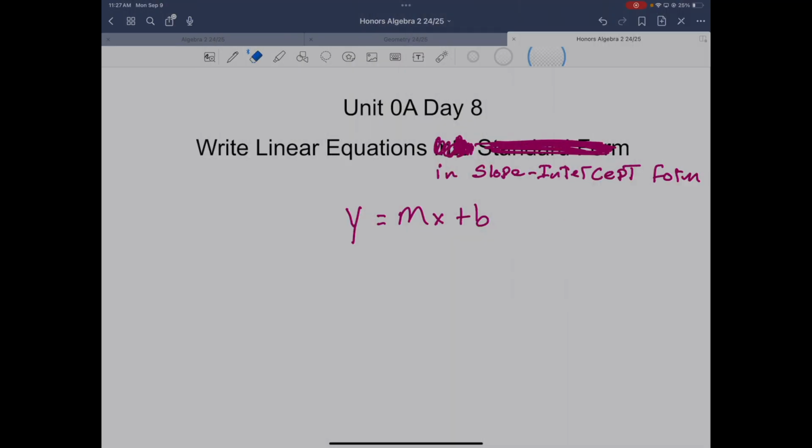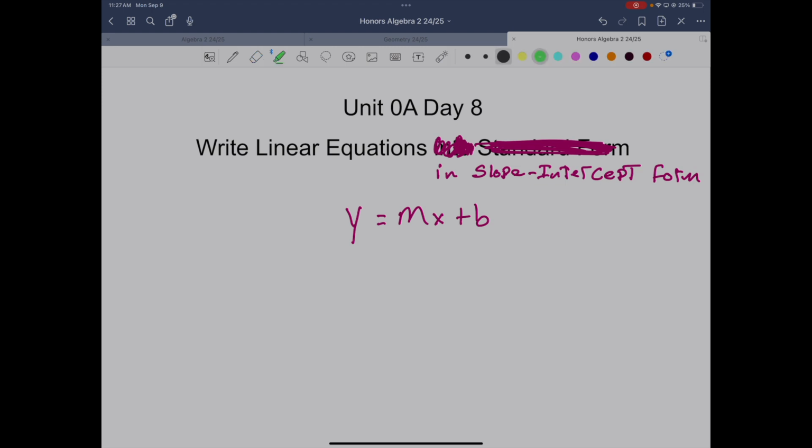In slope-intercept form is our whole goal for the day. So by the end of the hour, we want to be able to take any equation that you're given and put it in slope-intercept form. And not only put it in slope-intercept form, but we also want to identify the slope like we did on Friday, identify the y-intercept like we did on Friday, and then graph like we did on Friday.